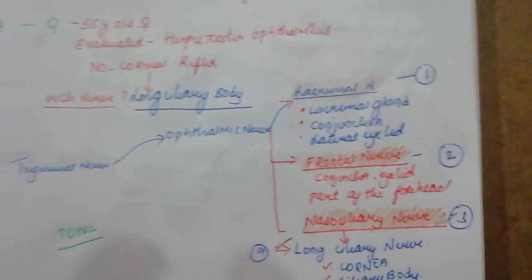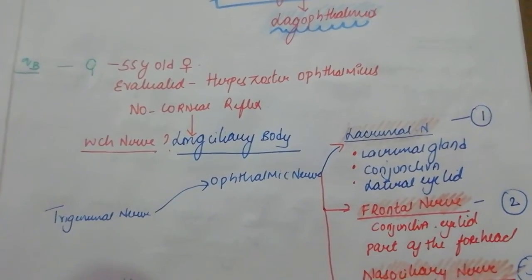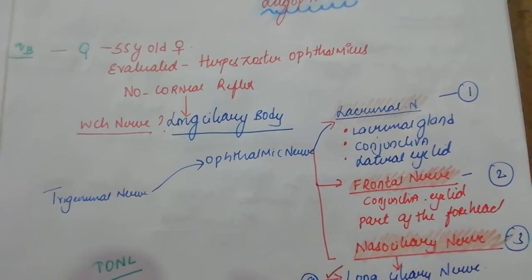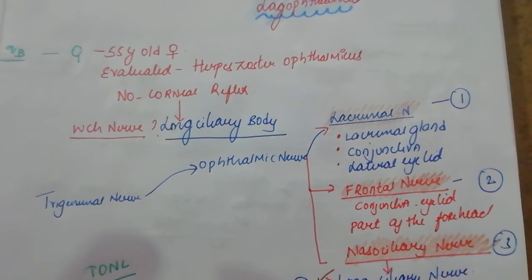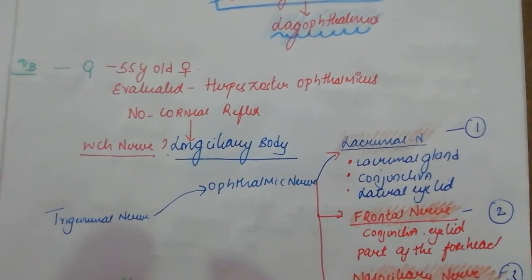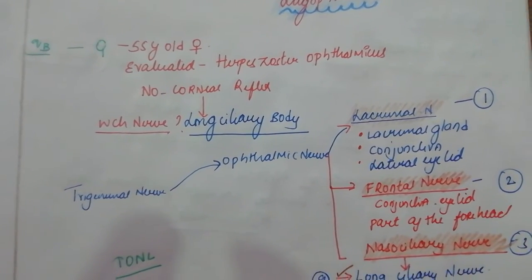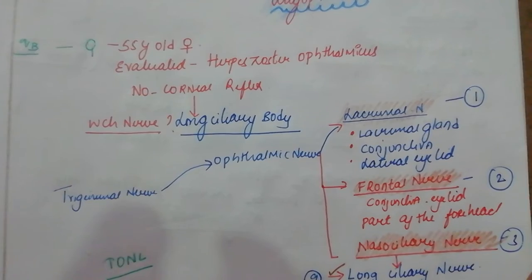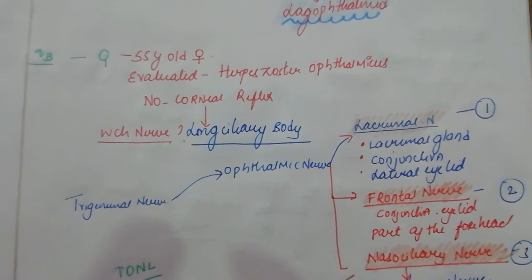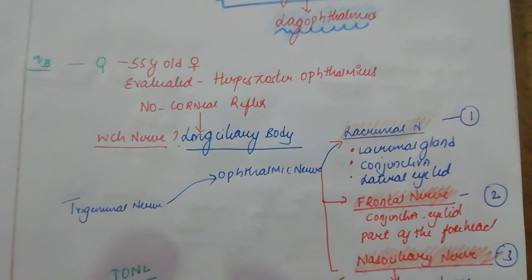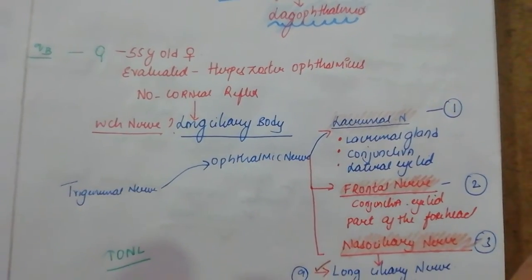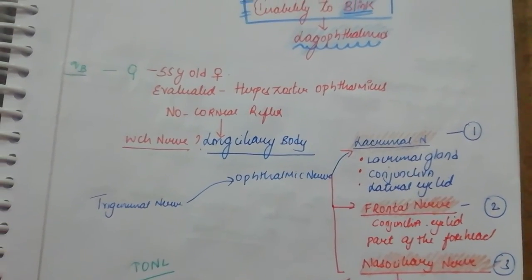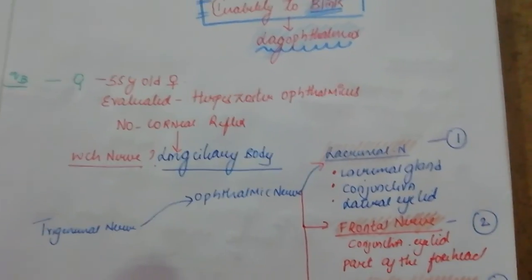That's the basic point we need to understand. Under this subtopic, there is a question given in our question bank: a 55-year-old male with herpes zoster ophthalmicus has no corneal reflex. Which nerve is involved? That is the long ciliary nerve, which is a branch of the nasociliary nerve, an internal branch of the ophthalmic nerve, an internal branch of the trigeminal nerve. So this is a basic point we need to understand.